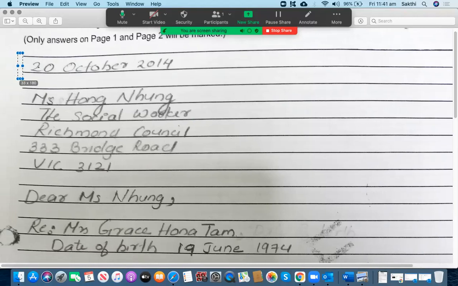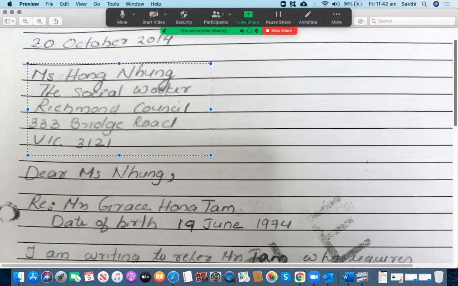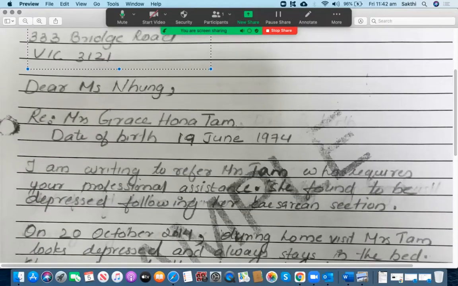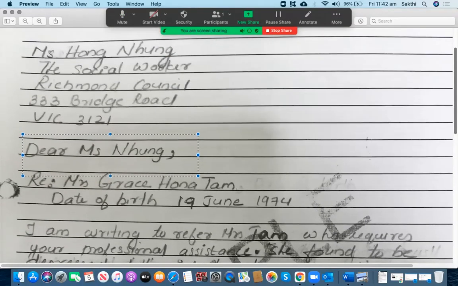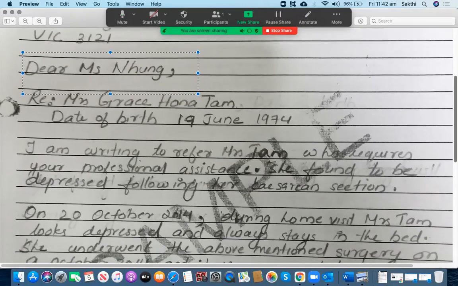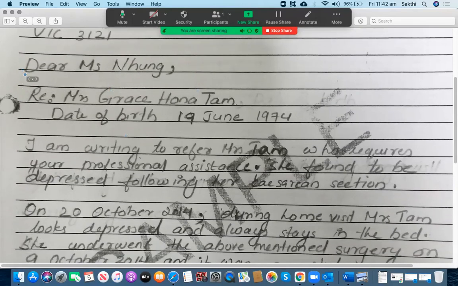The student has written down the date on the top, which is good. I'm very happy with that. And then the student has also written down the addressee's contact details in the correct format. That's good. Let's go to the salutation of the addressee. She has written Dear Miss Nung. All right, Nung is the surname of the addressee. That's good. And then she has written down the reference details of the patient. Yeah, I'm happy with that.